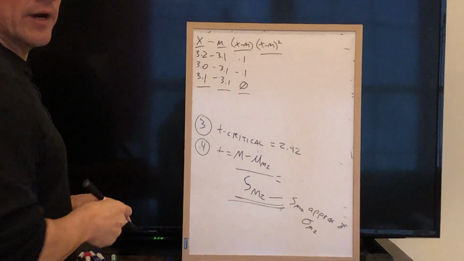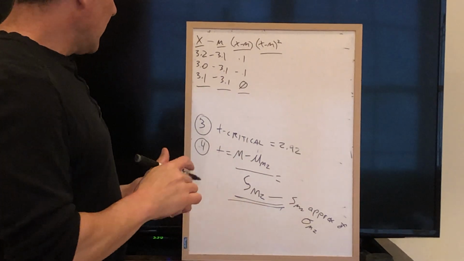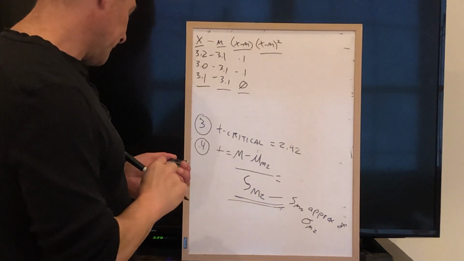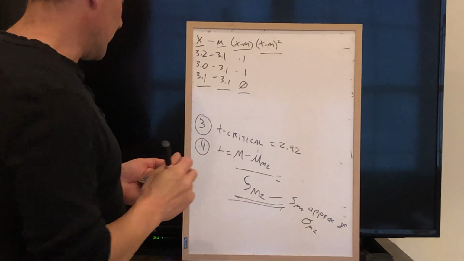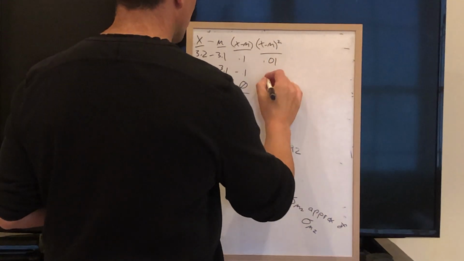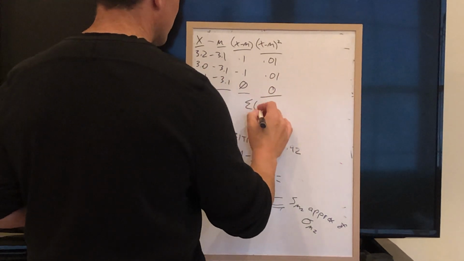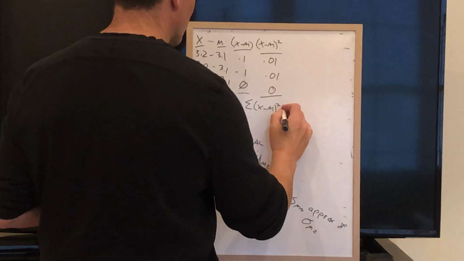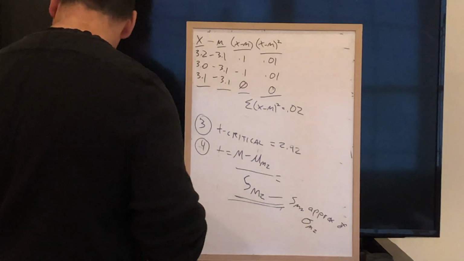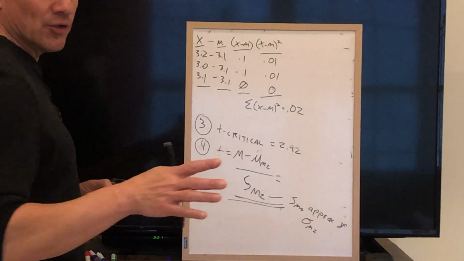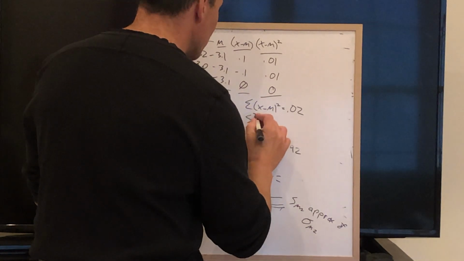X minus M squared. Okay, we're doing all this so that we can get s sub M sub 2, by the way. X minus M squared is 0.01, 0.01, and 0. Okay, sigma X minus M squared is 0.02. Okay, things are about to change a little bit. The next thing that we're going to compute is s squared.